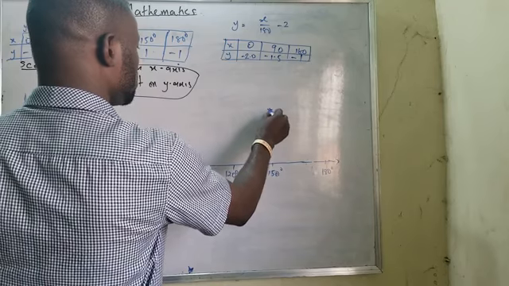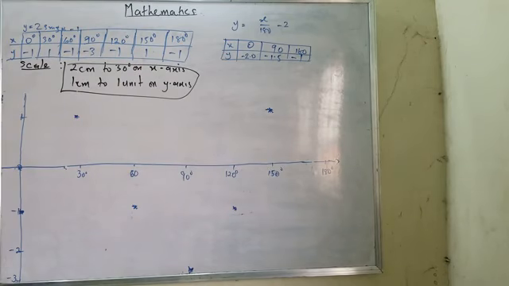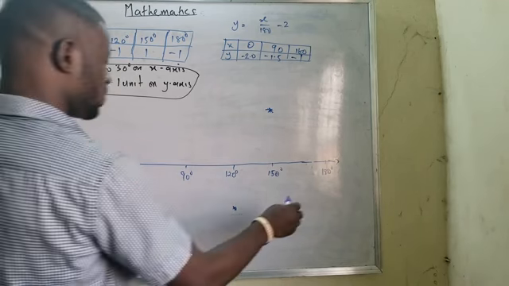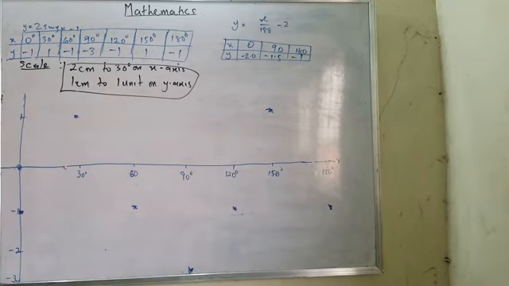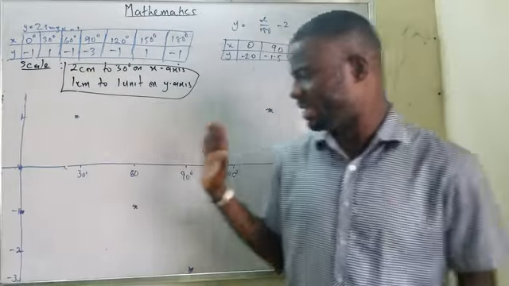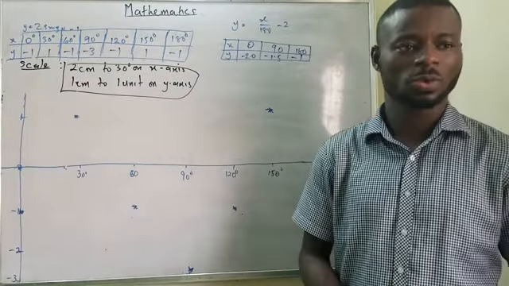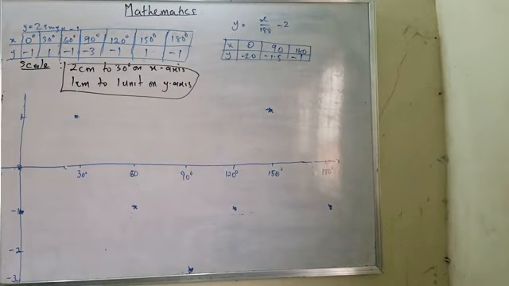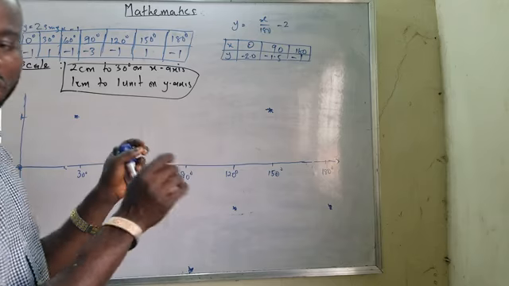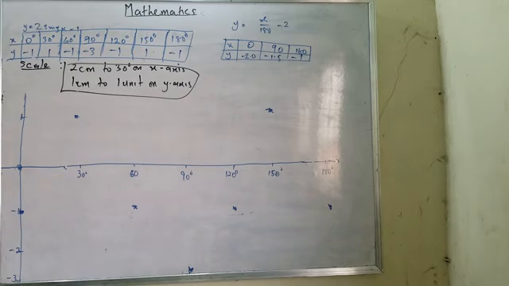And the last one is 180, I mean, is in minus 1. That is the last one. Now, make sure it's neat. It's good to use a French curve. Tell your parents to buy a French curve for you. But if you cannot use a French curve, you can make use of your broom or your graph. But the French curve is the best to use.